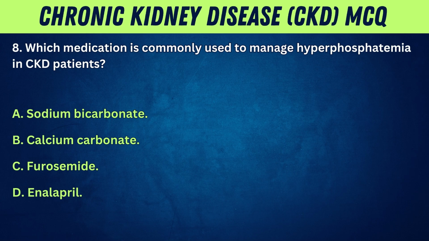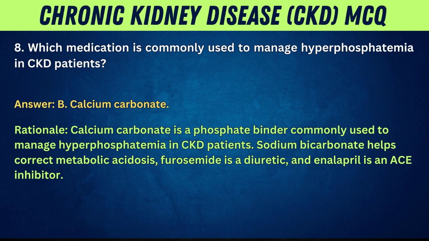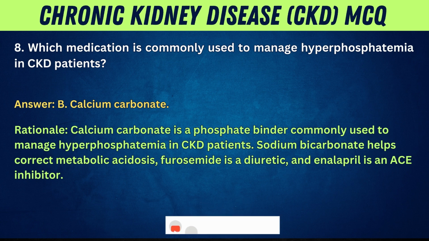8. Which medication is commonly used to manage hyperphosphatemia in CKD patients? A. Sodium bicarbonate. B. Calcium carbonate. C. Furosemide. D. Enalapril. Answer: B. Calcium carbonate. Rationale: calcium carbonate is a phosphate binder commonly used to manage hyperphosphatemia in CKD patients. Sodium bicarbonate helps correct metabolic acidosis, furosemide is a diuretic, and enalapril is an ACE inhibitor.